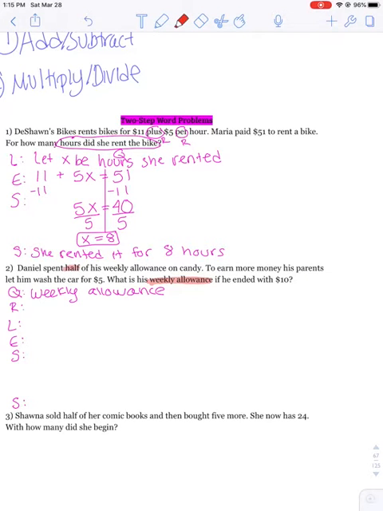So for relationships, I see half and I see more. So half, which is going to be multiplication or division, and more, which is going to be addition or subtraction. Probably be addition though. So let x be his weekly allowance.